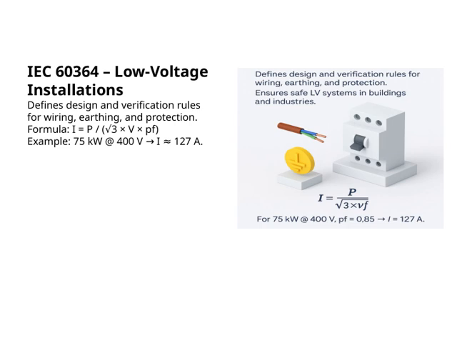The formula I equals P divided by the square root of 3 times V times PF helps us determine the current, where I is the current, P is the power in watts, V is the voltage, and PF is the power factor. For example, if we have a 75 kW load operating at 400 volts, with a typical power factor, the current would be approximately 127 amperes.